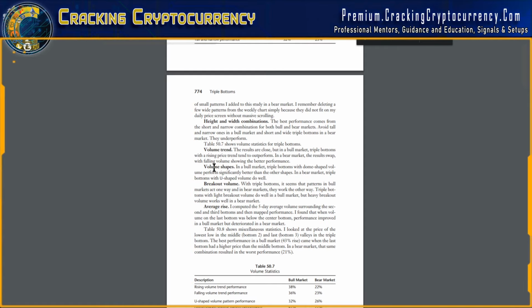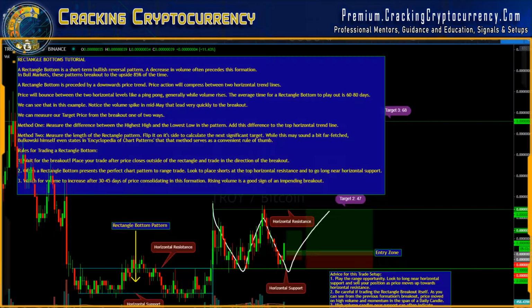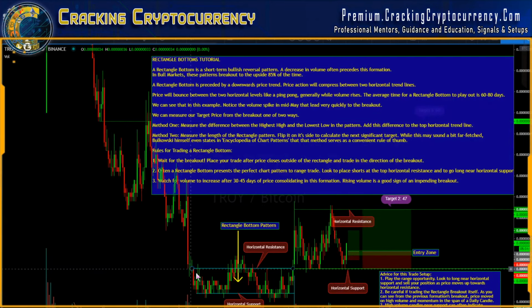Avoid tall and narrow triple bottoms in a bull market, and avoid short and wide triple bottoms in a bear market. They overperform. So we're in a bull market, so we would want to see a short and wide triple bottom from Troy, if this is a triple bottom. It doesn't really seem tall and narrow. It does kind of seem short and wide. I don't know. This one certainly seems more short and wide to me.